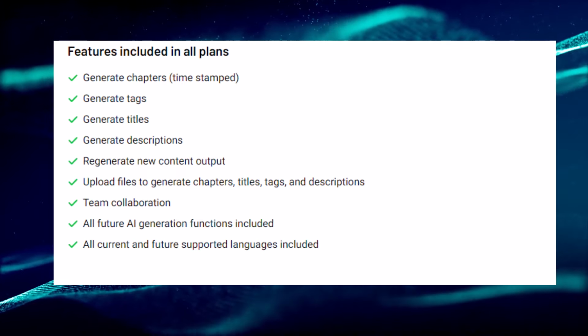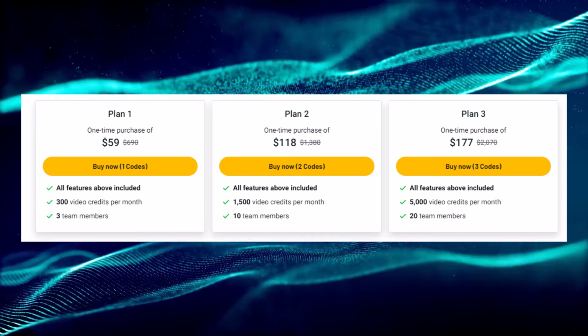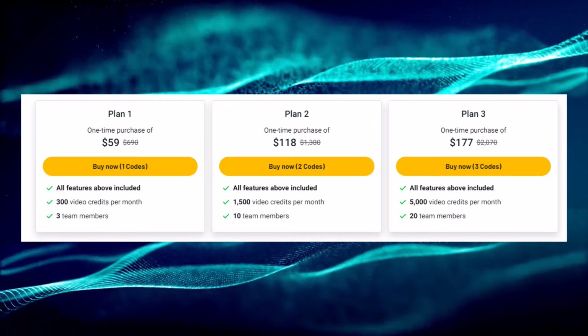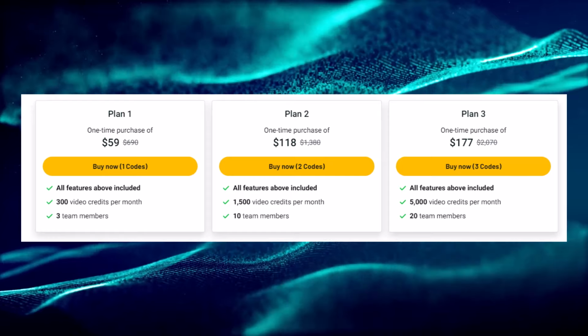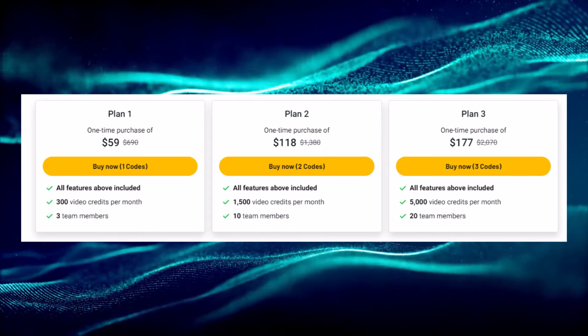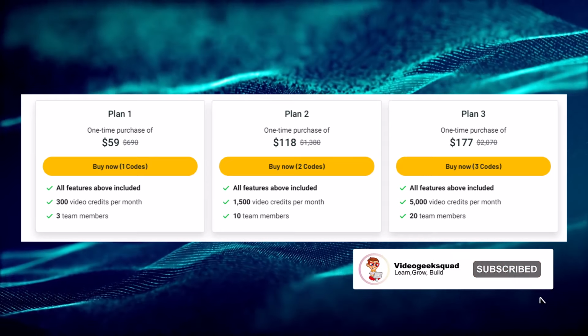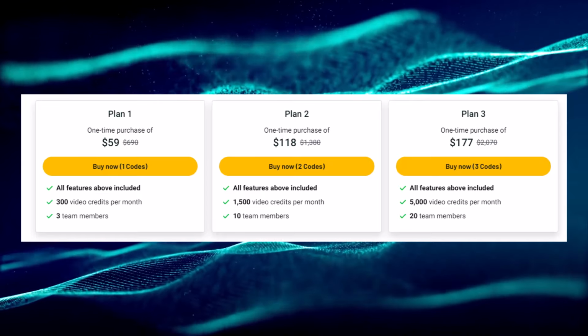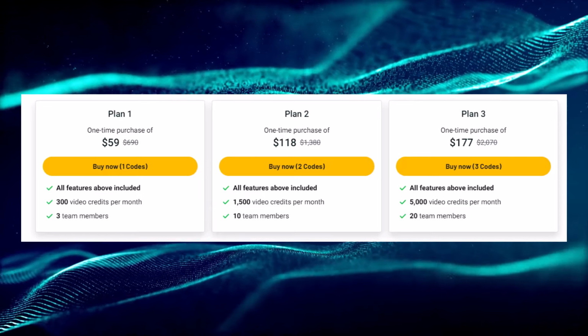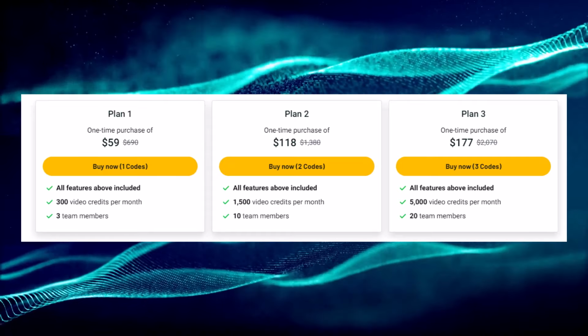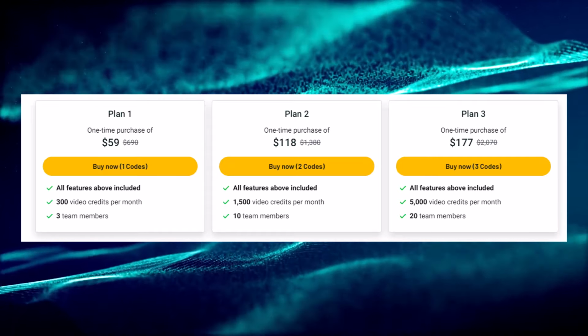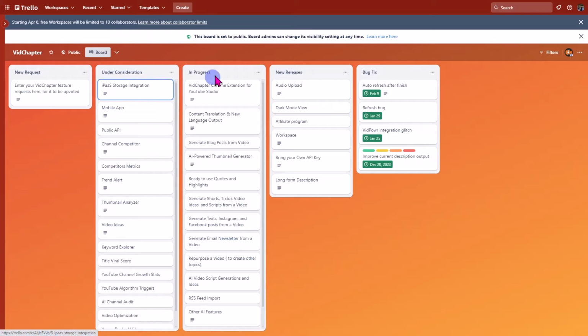Now, for pricing, plan number 1 is $59. That will supply 300 credits per month with 3 team members. Plan number 2 is $118, and that will supply 1,500 credits per month with 10 team members. And plan number 3 is $177, and that will supply 5,000 video credits per month and up to 20 team members. Now, with an active roadmap, this tool should become even more helpful for more content creators.